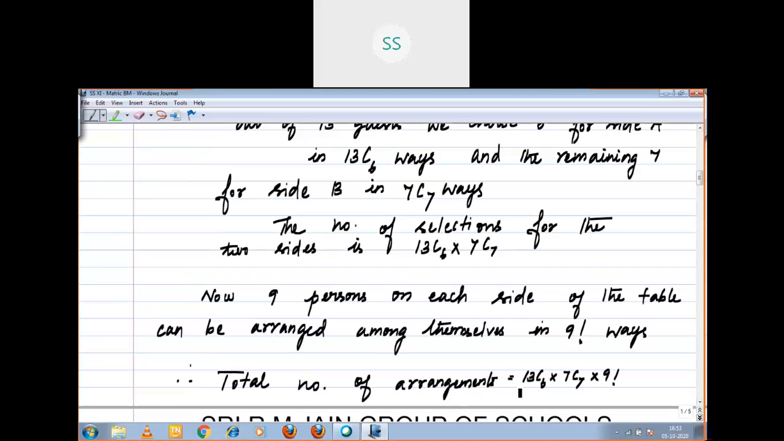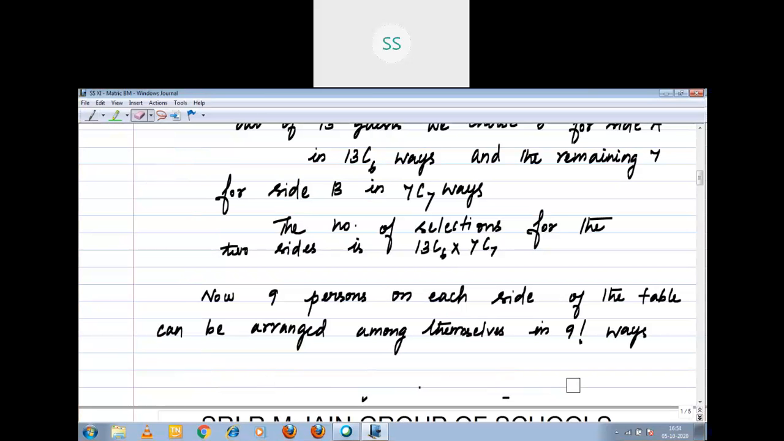Got it, children? Now, 13C6, that is equal to 13 factorial. One minute. This alone I'm going to erase. Now, the same statement only I'm going to write, right?